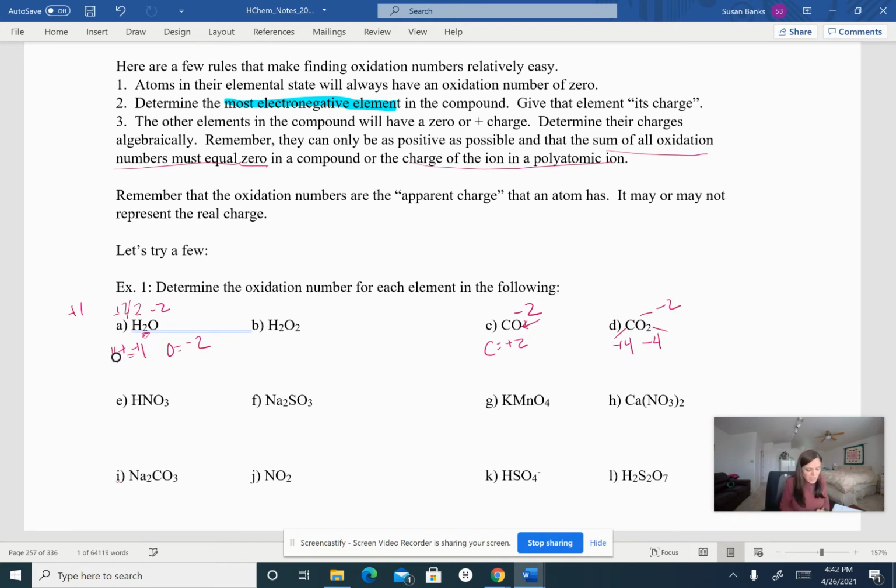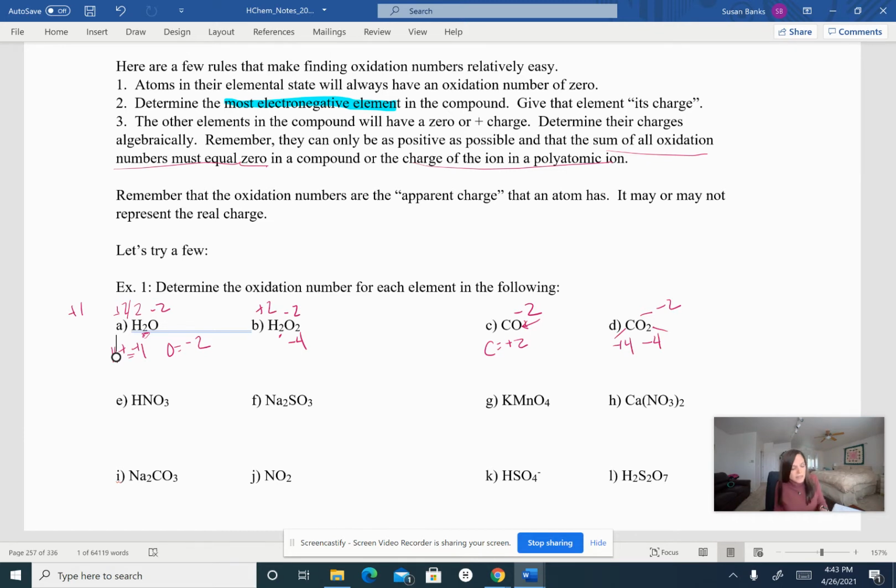Okay, let's go back to the hydrogen peroxide. As we've done so far, we start with the most electronegative element, so oxygen gives us -2. We've got 2 oxygens, so that gives us a grand total of -4. That means the hydrogens all together, to add up to 0, would have to be +4. So +4 divided by 2, because I've got 2 of them, would give hydrogen a +2.